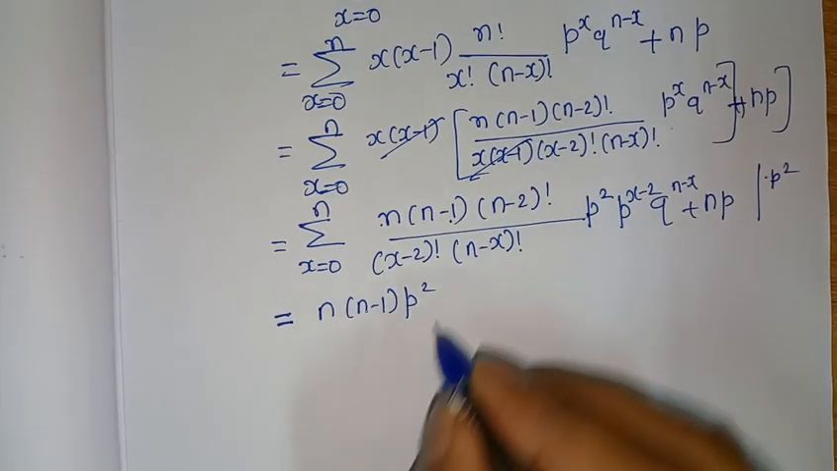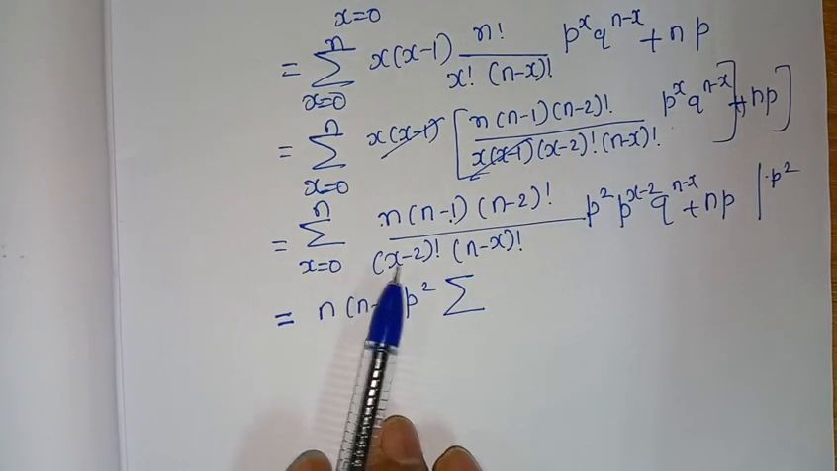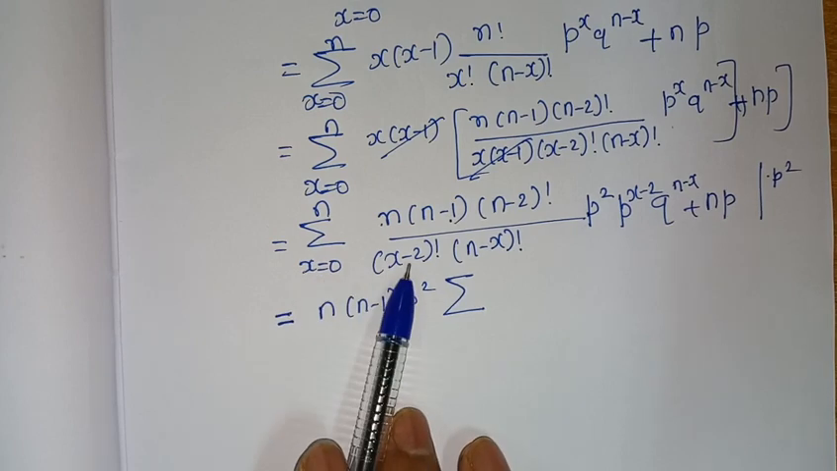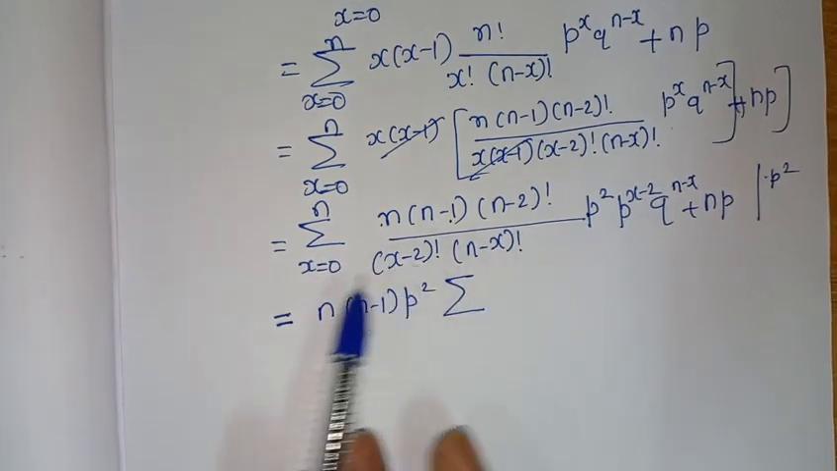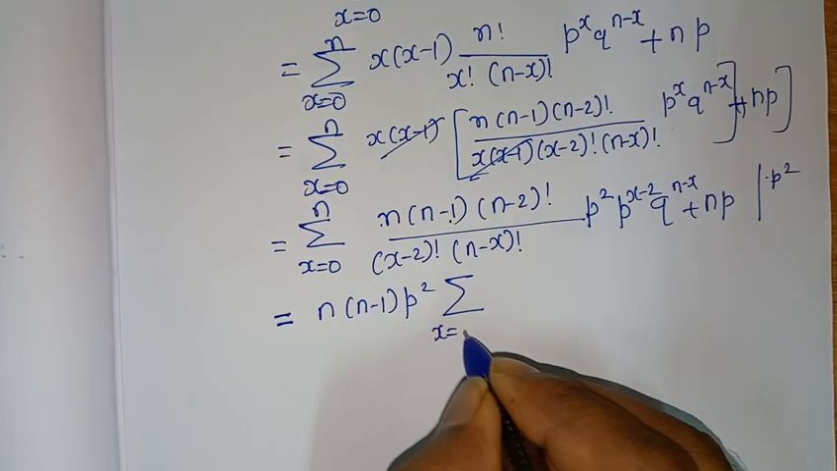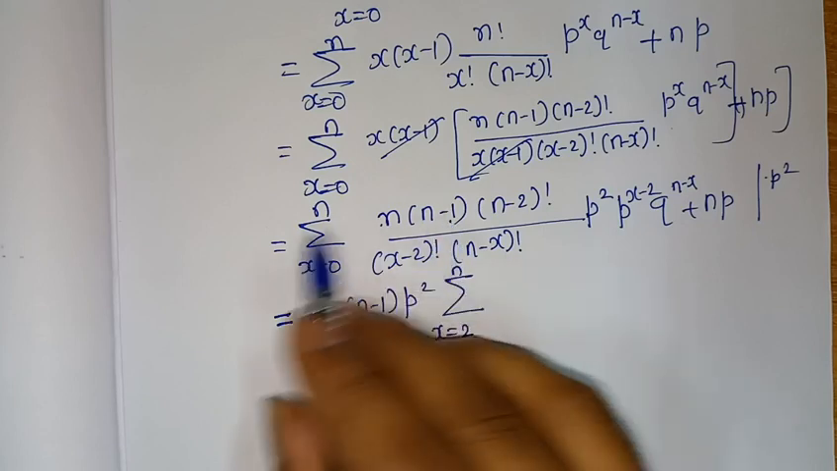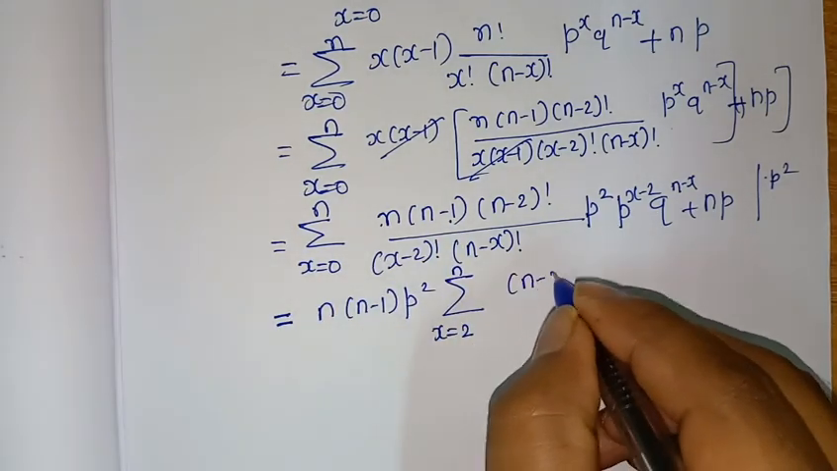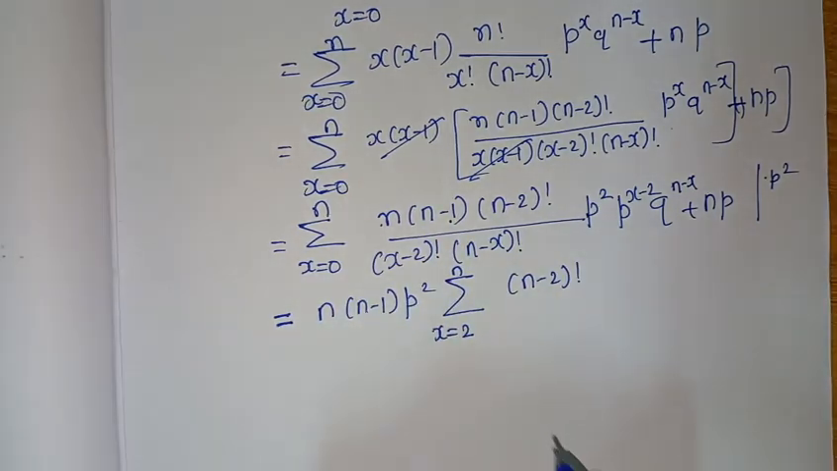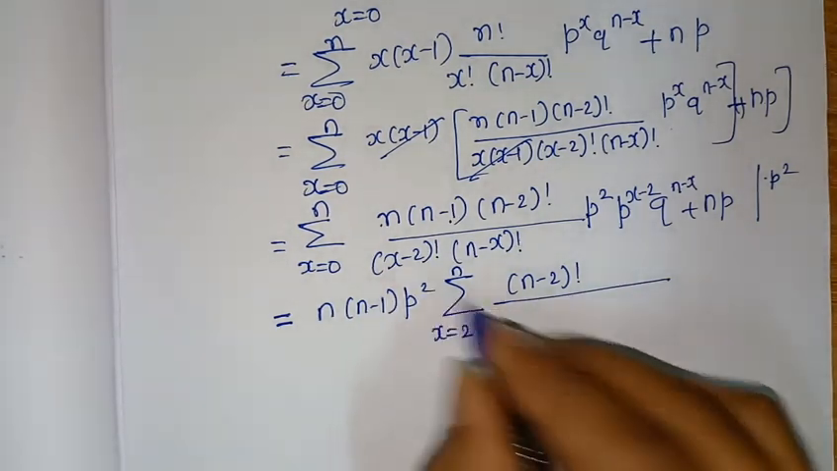So n into n minus 1 p square, if I write them outside, then if I take 0 I will get a negative value, if I take 1 I will get a negative value. I have to start with x value 2 only. Therefore it is x equal to 2 to n. So what we are left with in the numerator, n into n minus 1 if I take outside, is n minus 2 factorial.